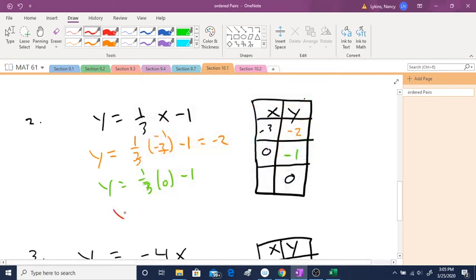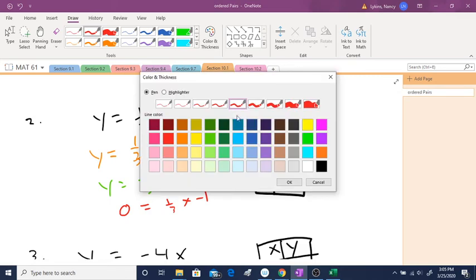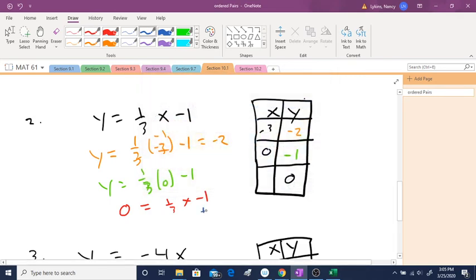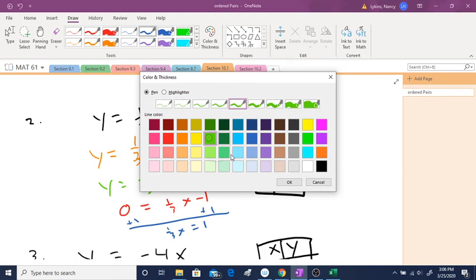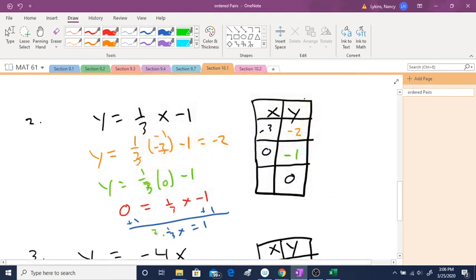And finally, I'm going to put 0 equals 1/3 x minus 1. So you can add 1 to both sides. So it's 1/3 x equals 1. To get rid of the 1/3 in front of the x, you can flip it. Multiply by 3 over 1. The 3's cancel. And what you're left with, I'll put it right over here, x equals 3.